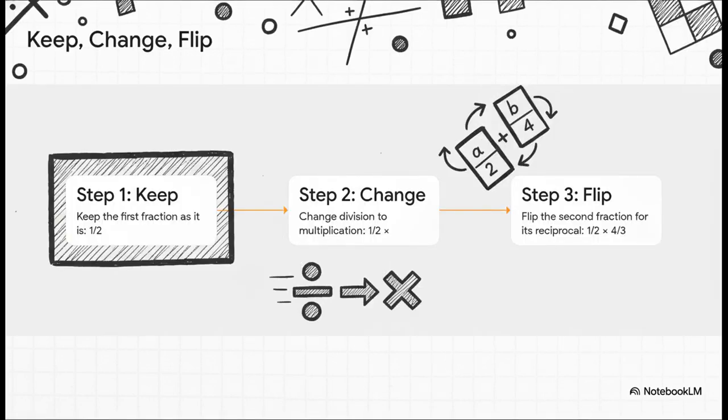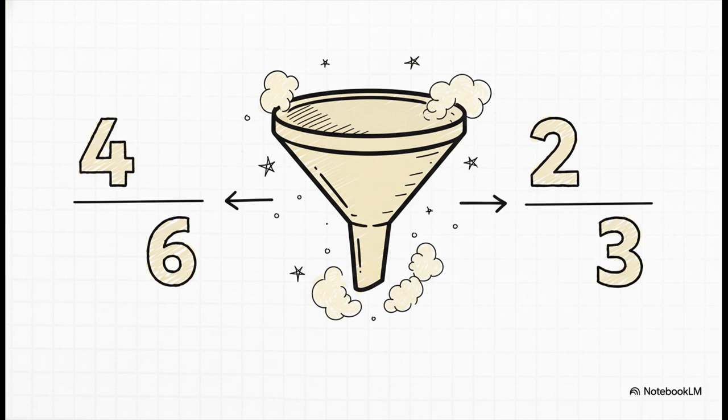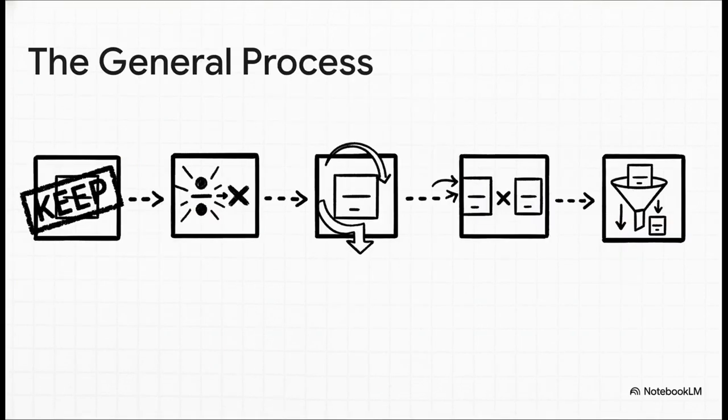It's a three-step dance. You keep the first fraction, change the sign, and flip the second. From here, you just multiply straight across the top and then the bottom. And the last step, just simplify the fraction. And that's our answer. So to recap, this is the exact process you're going to use every single time.